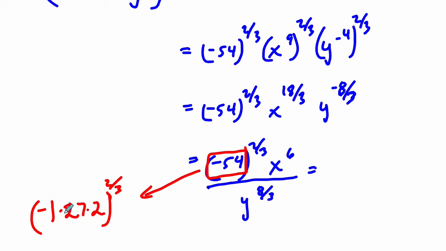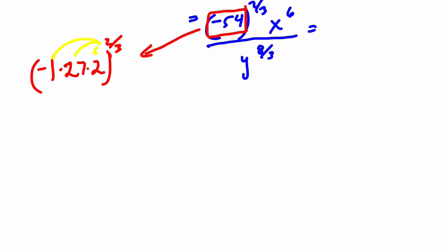So when I break negative 54 apart, I can apply this exponent and distribute to each of the factors that make 54. And what that ends up looking like is you have negative 1 squared and the third root. Or you can think, take negative 1, find the third root first, which is negative 1, and then square it to get 1. Right? The third root of negative 1 is negative 1 because negative 1 times negative 1 times negative 1 is negative 1. Square that, you get positive 1.